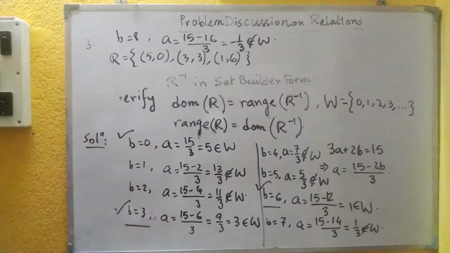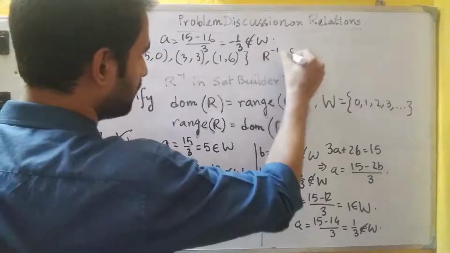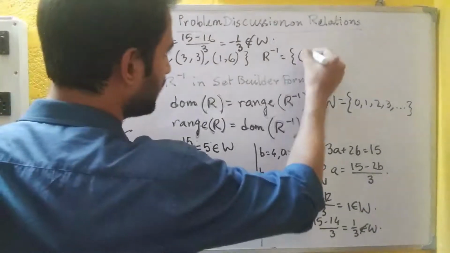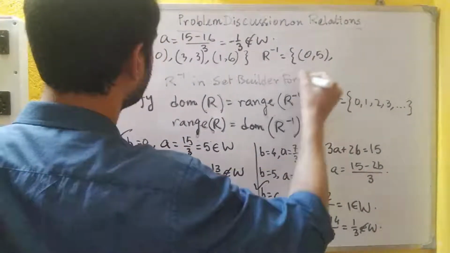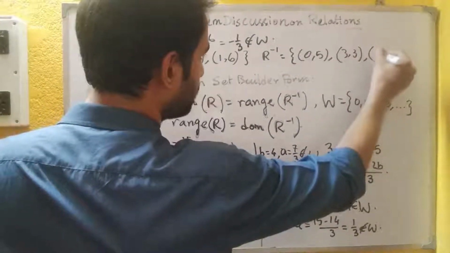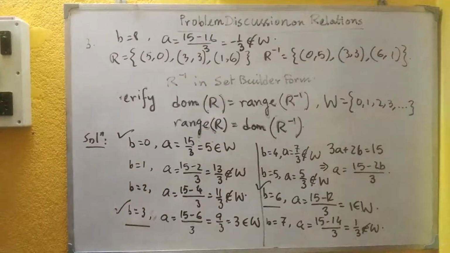So if R is this relation, what should be R inverse? For R inverse, we just have to rotate the order. So the elements will be 0 comma 5, 3 comma 3 will be the same one, and 6 comma 1, which should be the relation R inverse.